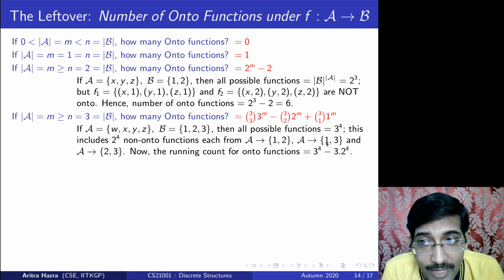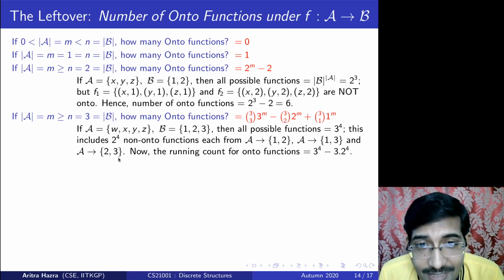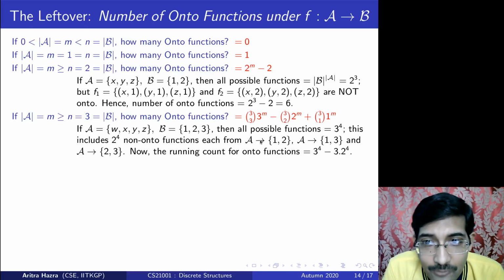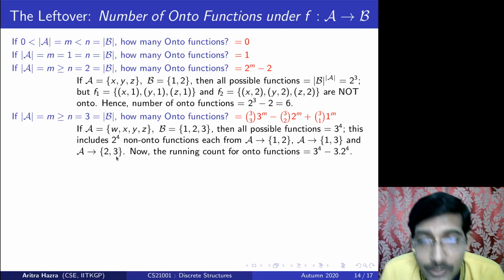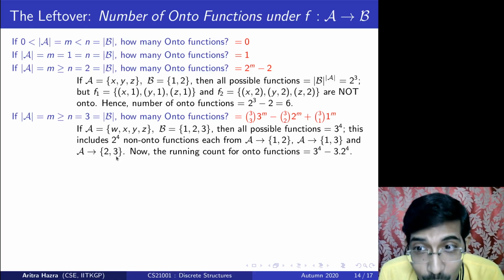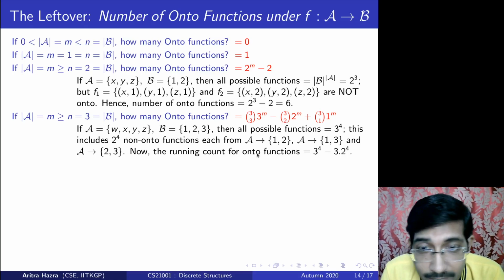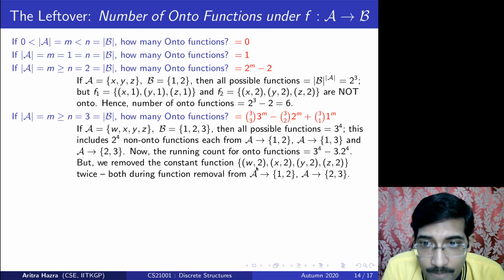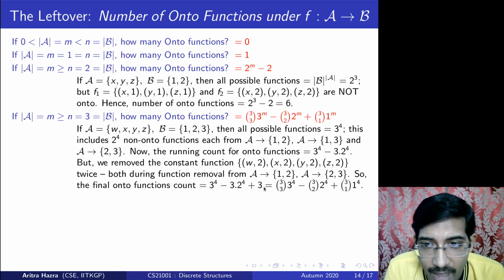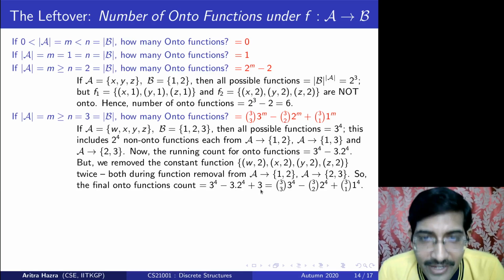Similarly, if you take A2, 3 functions and A2, 3 functions, you have removed the constant function to 3 twice. And if you take A2, 2 and A2, 3, you have removed the constant function to 2 twice. So every constant function is removed twice, so we need to add it back, because otherwise the count will be lesser. So just add those. 3 constant functions are possible, as we saw 2 constant functions here, similarly here 3. So we add this.